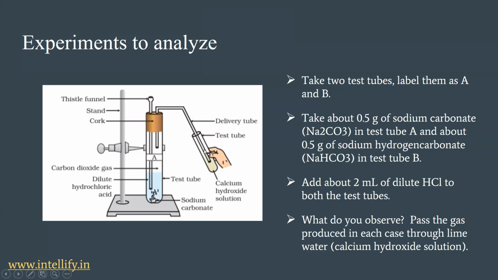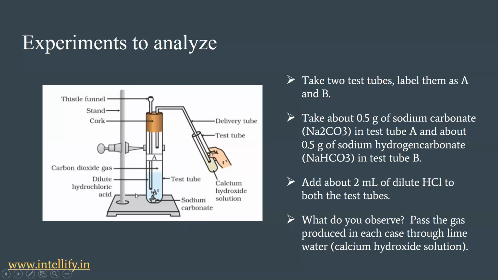Here only test tube A is shown. There is also test tube B, which is not shown in the picture. After you have done this, you will observe something. What do you observe? There is an emission of gas through this chemical reaction. And you pass this gas into lime water, that is, calcium hydroxide solution.